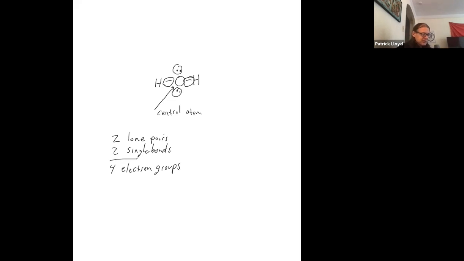Simple as that. Each lone pair is one group, each single, double, or triple bond is one group. Add them all up, you get the number of electron groups. Okay. Generally just around the central atom. If there's more than one central atom, then we would do it for each atom separately.